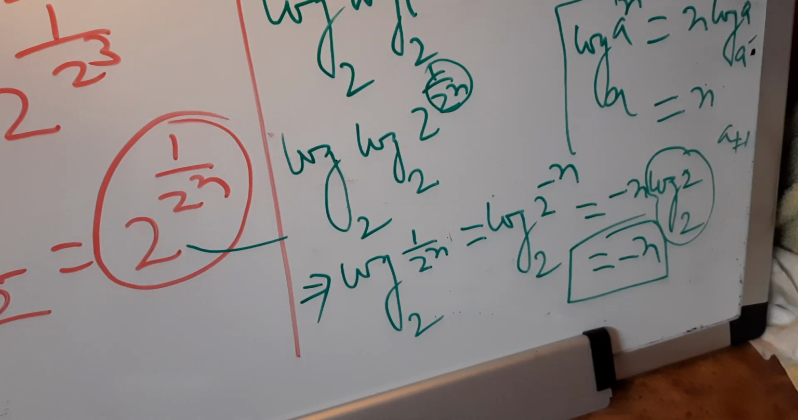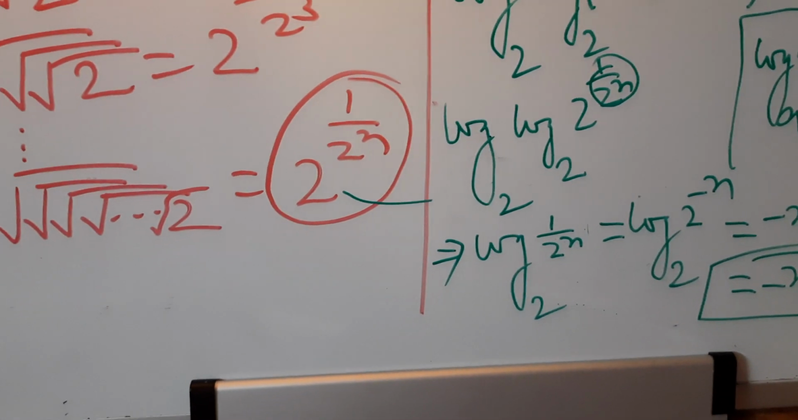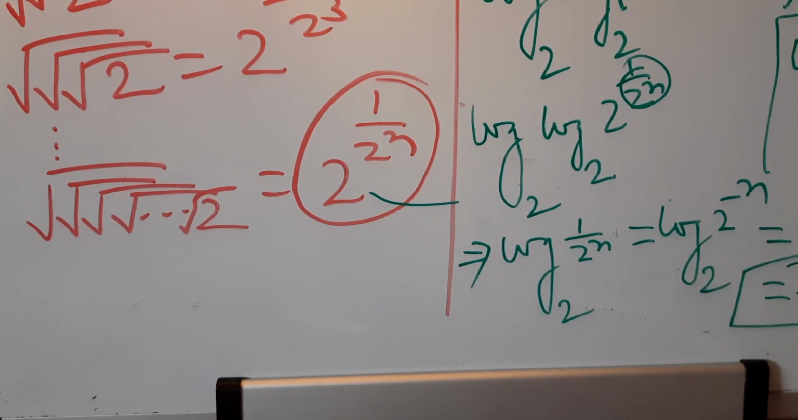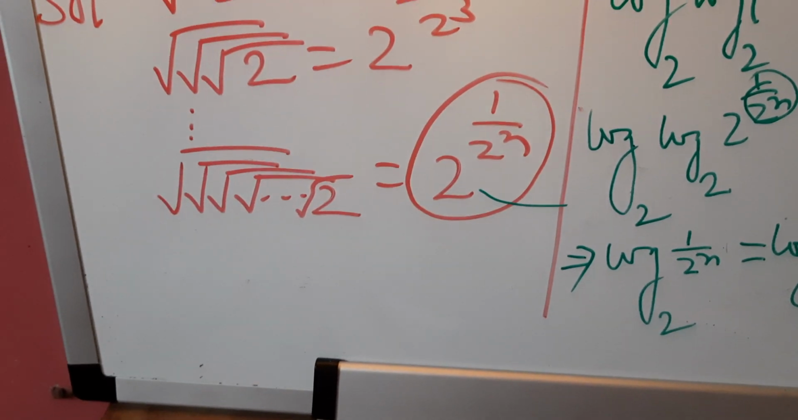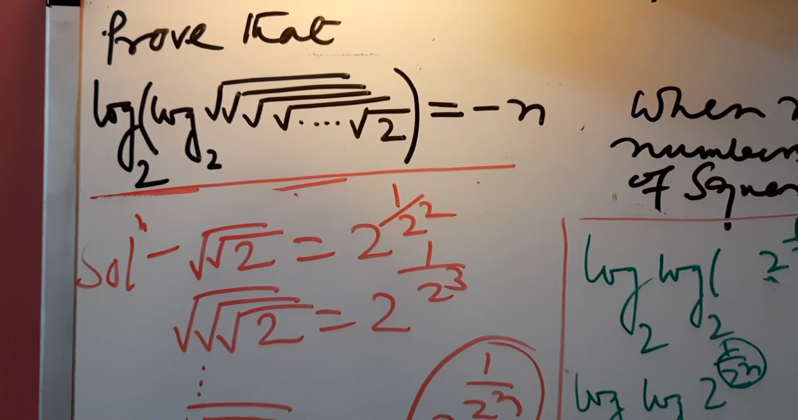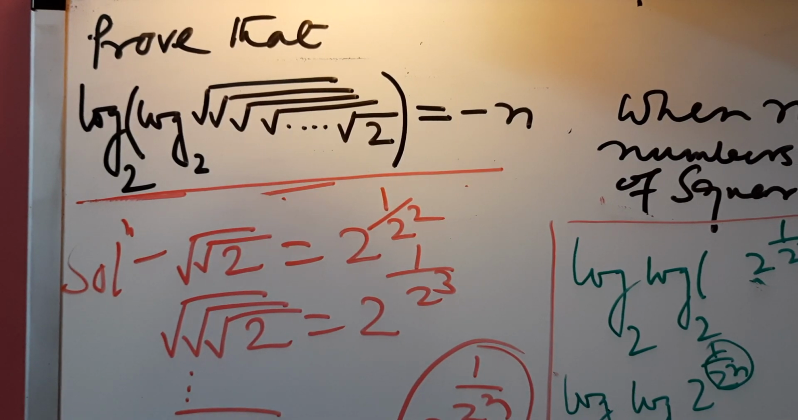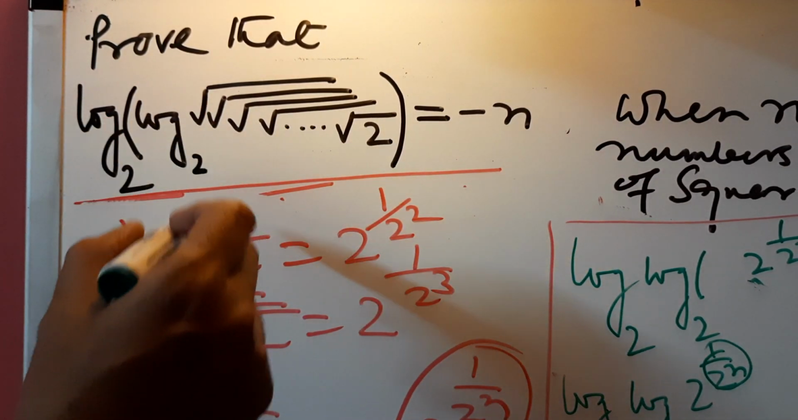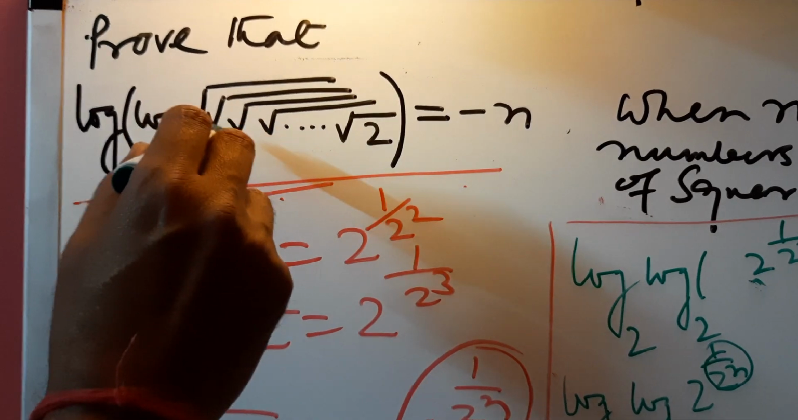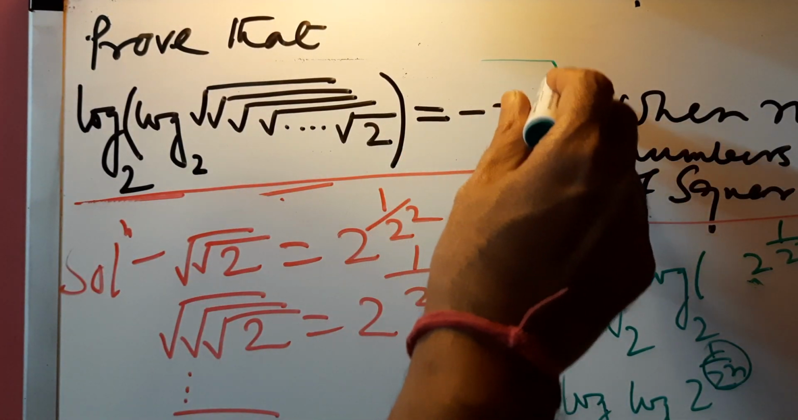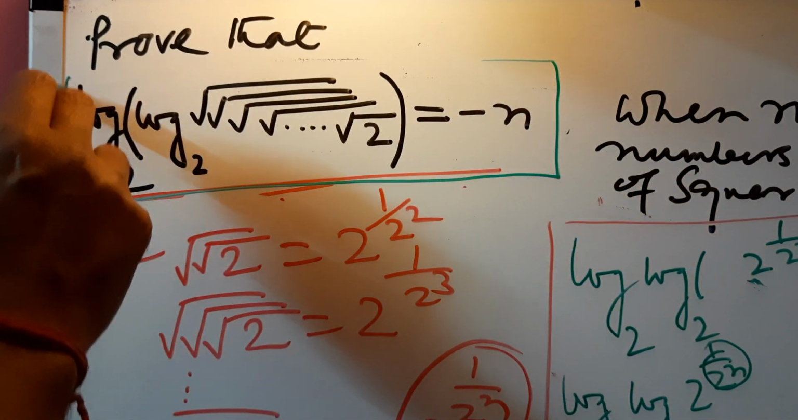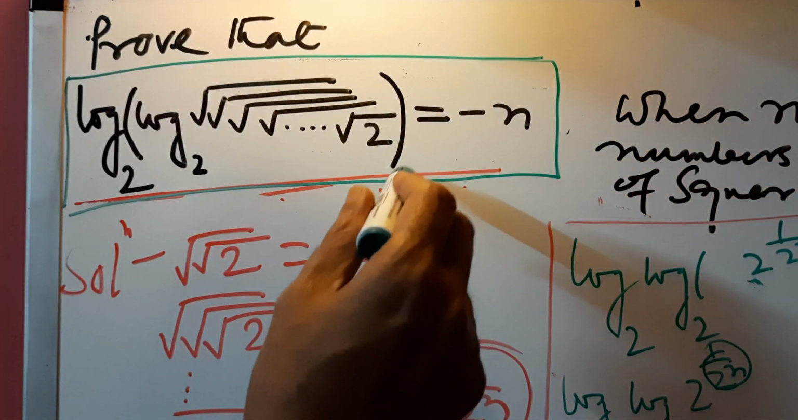Okay, so it's a very interesting formula as well. You can treat this as a formula: log base 2 of something like this. It is not necessarily, it may be any number of square roots. So log base 2 of log base 2 of the ultimate n times square root of 2 equals minus n. We can remember this as a formula also. Okay, so it is already proved.